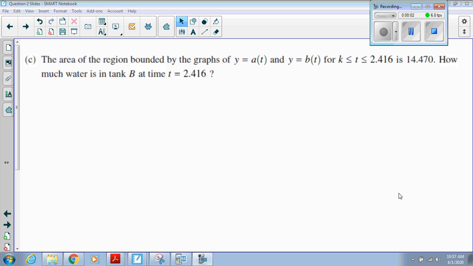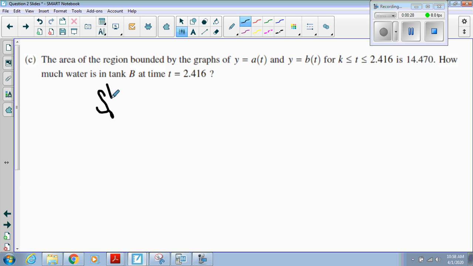Alright, so in part C, they tell us the area of the region bounded by A(t) and B(t) between K and 2.416 is 14.47. And we need to find out how much water is in tank B at time t = 2.416. So we know that we need to take the integral of tank A from 0 to K of 20.5, and we need to add the piece of tank B from K to 2.416. But we don't know what that part is.